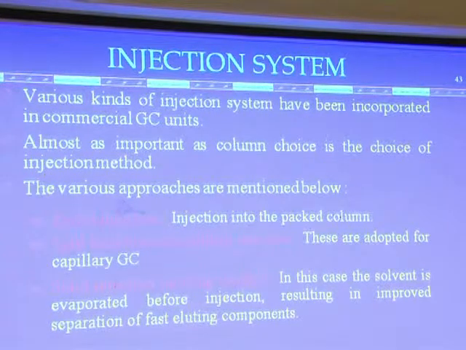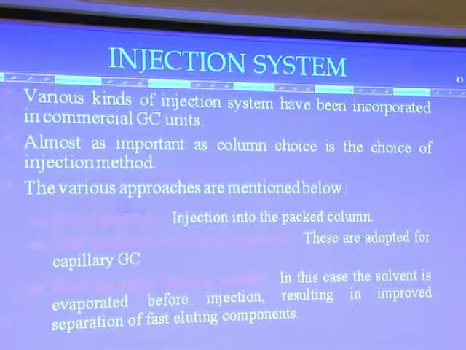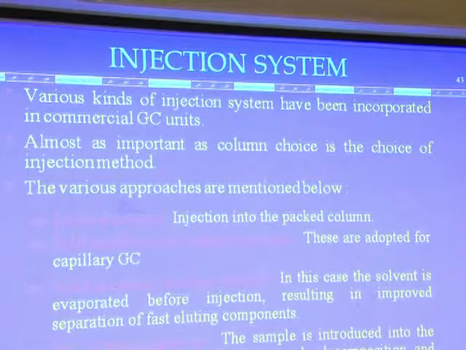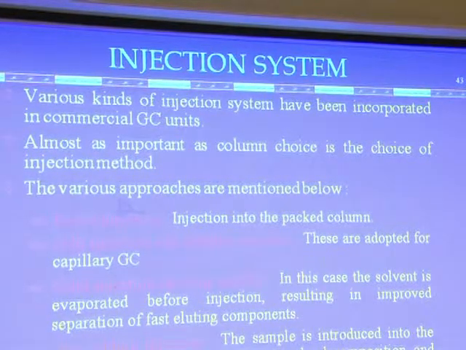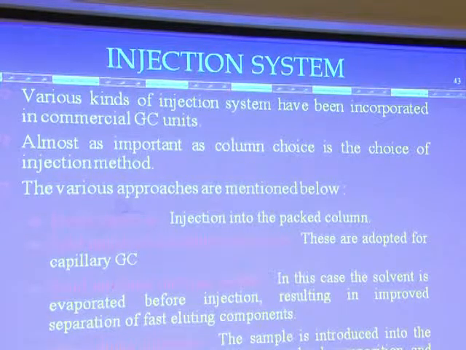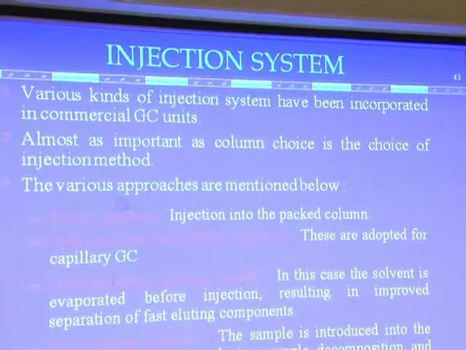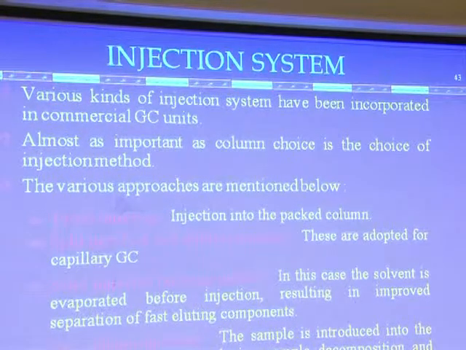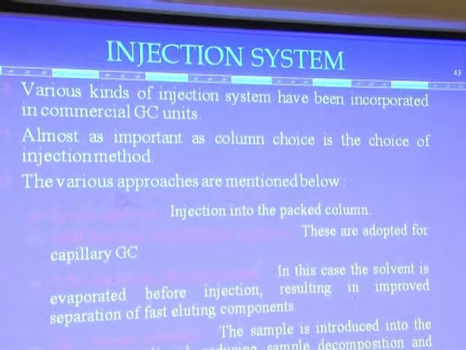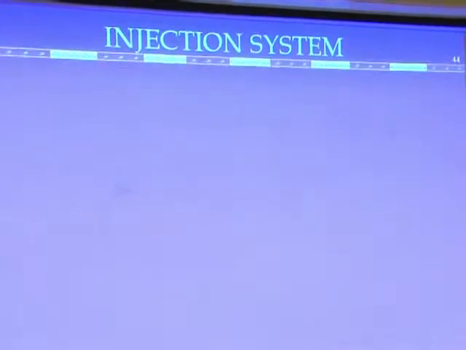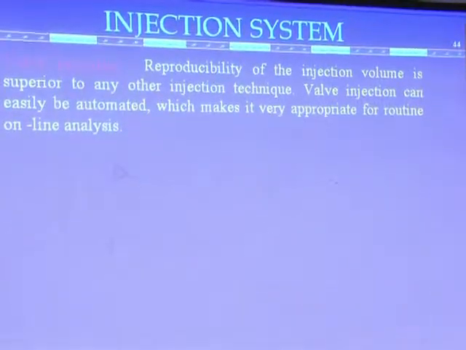In this case, the solvent is evaporated before injection, resulting in improved separation of fast eluting compounds. Then the sample is introduced into the column as a liquid, reducing sample decomposition and giving reliable results. There are very specific cases where samples are thermally highly labile if they remain at that temperature for a longer period of time.